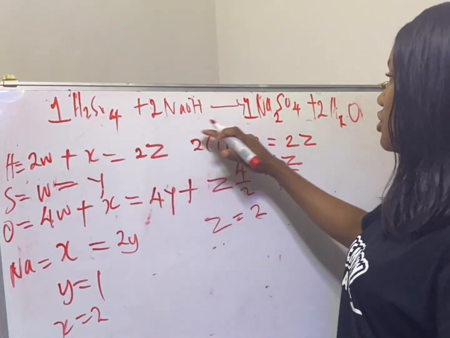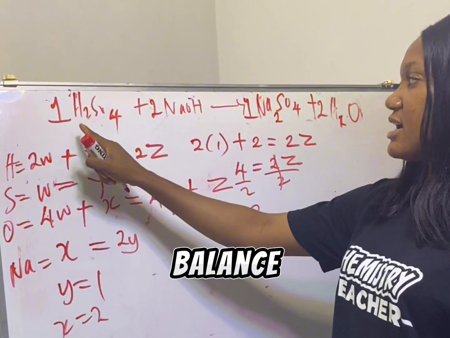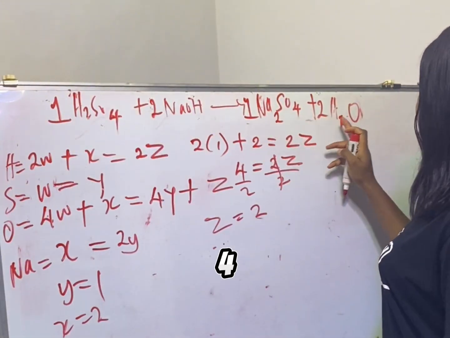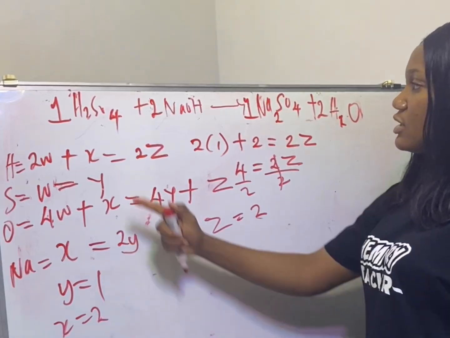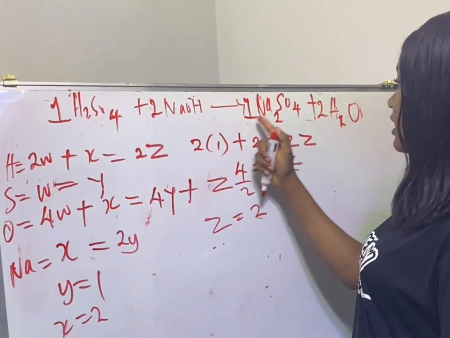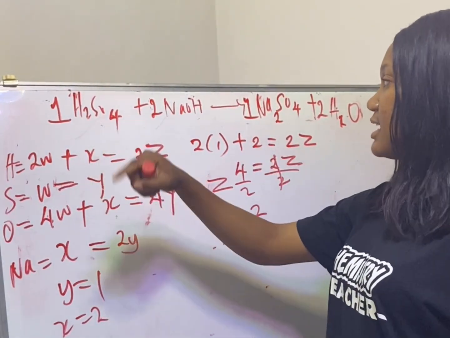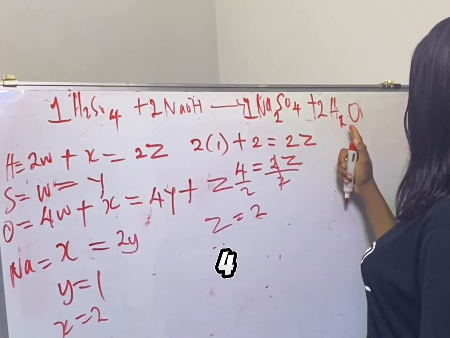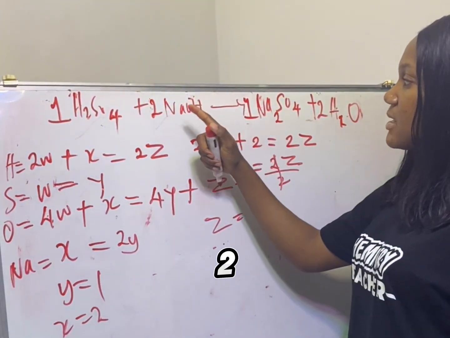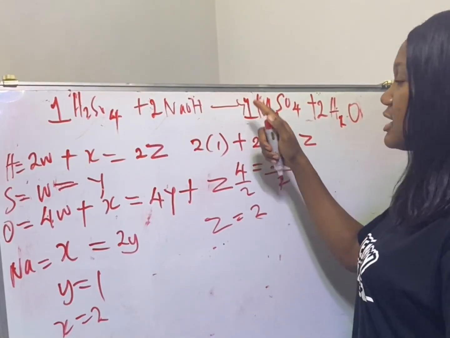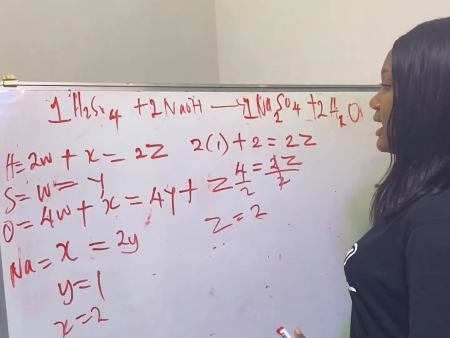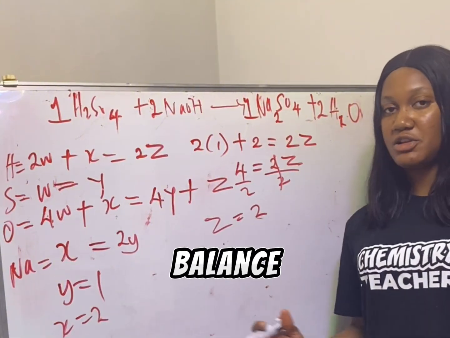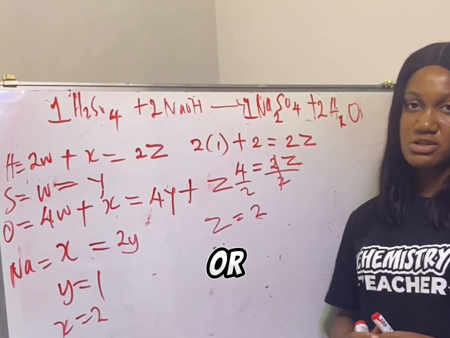Now let's see if this equation is balanced. Hydrogen here is 2 times 1, 2, plus 2, 4. Hydrogen here is 2 times 2, 4. Sulfur here is 1. Sulfur here is 1. Oxygen is 4 times 1 plus 2 is 6. Oxygen is 4 times 1 plus 2, 6. Sodium is 2. Sodium is 2 times 1, 2. Now, this is a balanced equation, and I've just shown you how you can balance your equation, either by observation or by using your simultaneous equation.